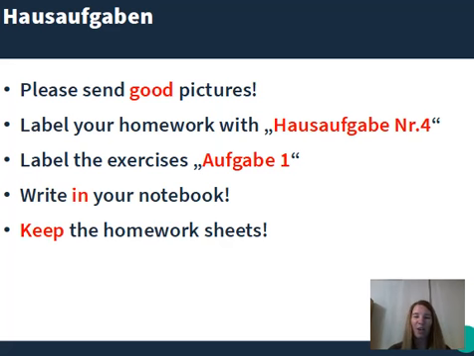I have gotten so much homework where I need to figure out which exercise is which. This costs me a lot of time. Please label it correctly, Aufgabe 1, Aufgabe 2. If you do not do this from now on, I will not accept your homework anymore and I will ask you to correct it and send it to me again.